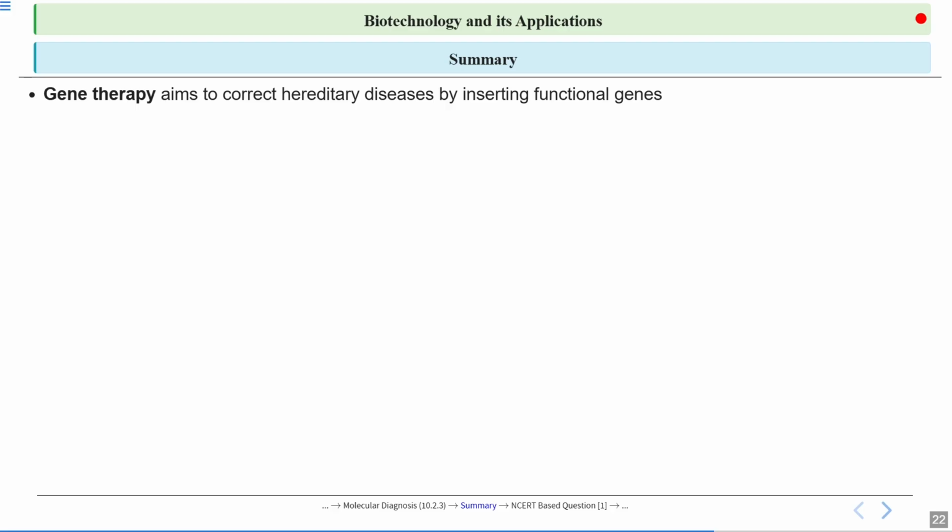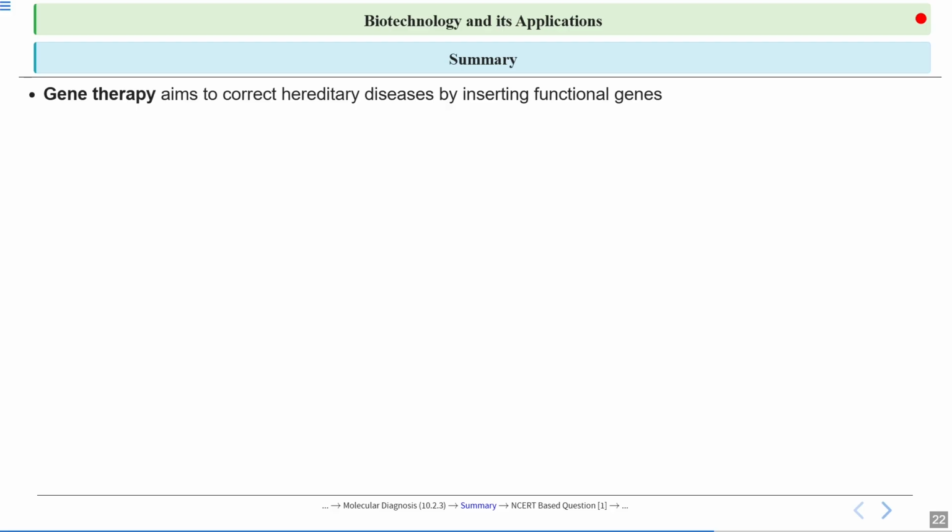But here is the thing: lymphocytes are mortal. It means what? They will die after some time. Once those genetically altered lymphocytes die, then there will be no production of that enzyme.